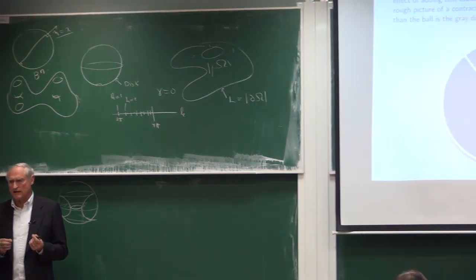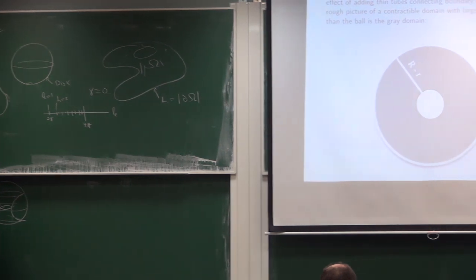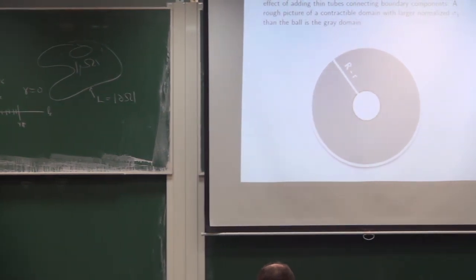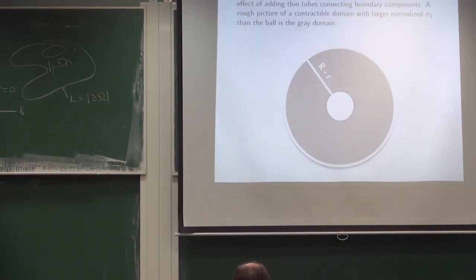We consider the effect of adding thin tubes in higher dimensions. So I've drawn a picture. I just found that on the internet. I think maybe it was a vinyl record. I'm not sure what the picture was intended to be, but this is supposed to be a three-dimensional picture. There's an outer sphere on the outside and a sphere on the inside, and then I've taken two points here and joined them by a thin tube. So think of drawing a line and then thickening it up a little bit.